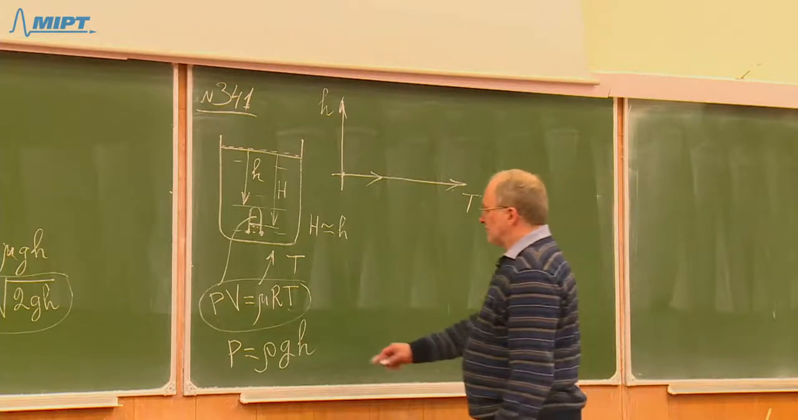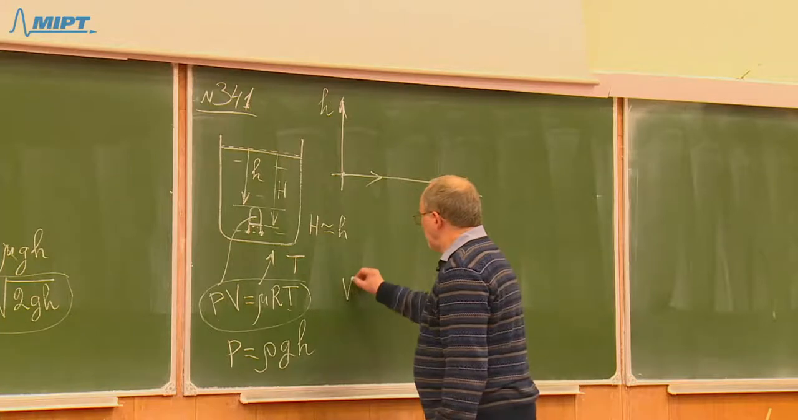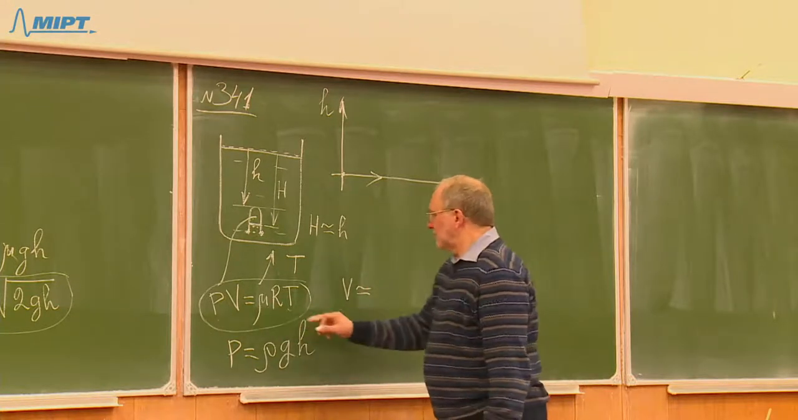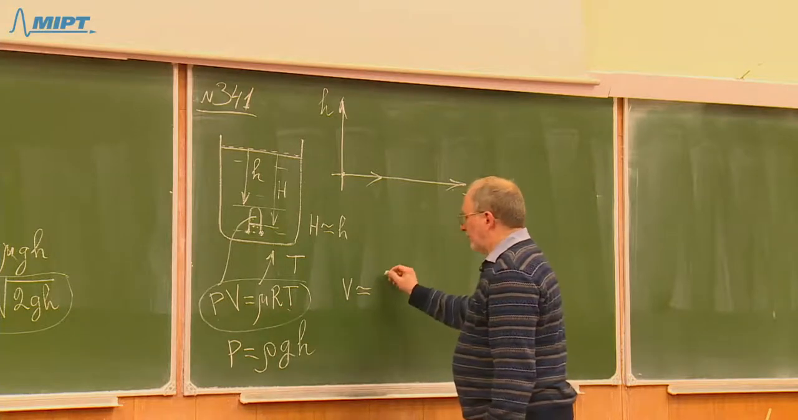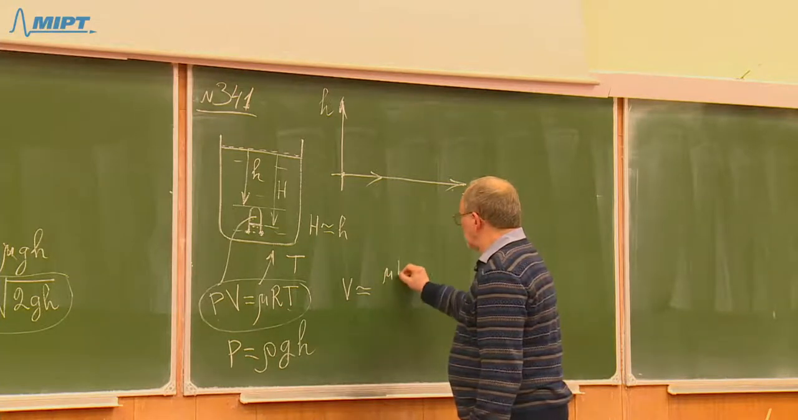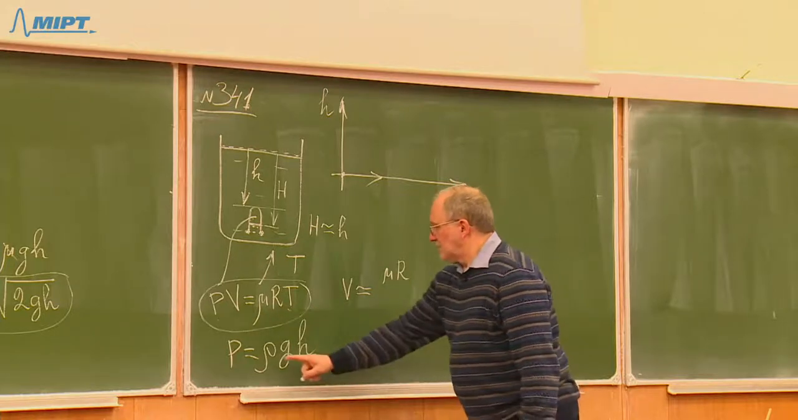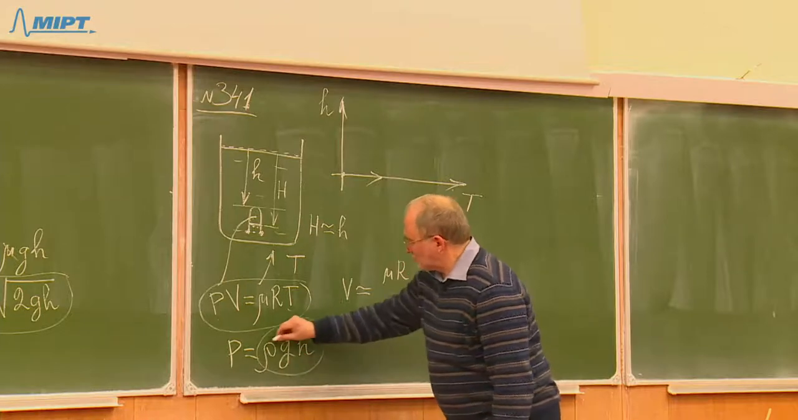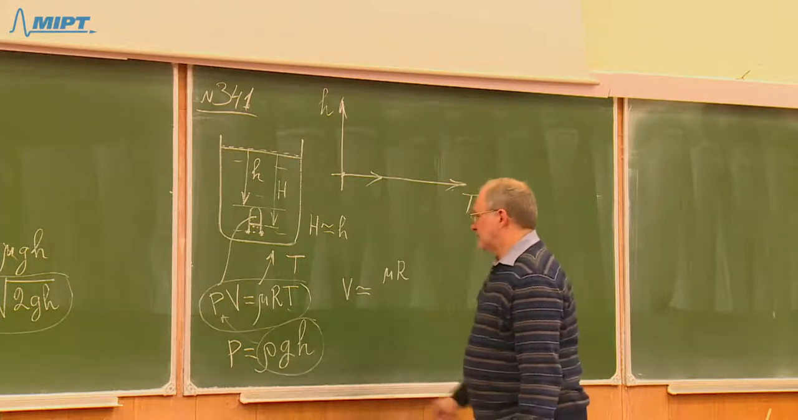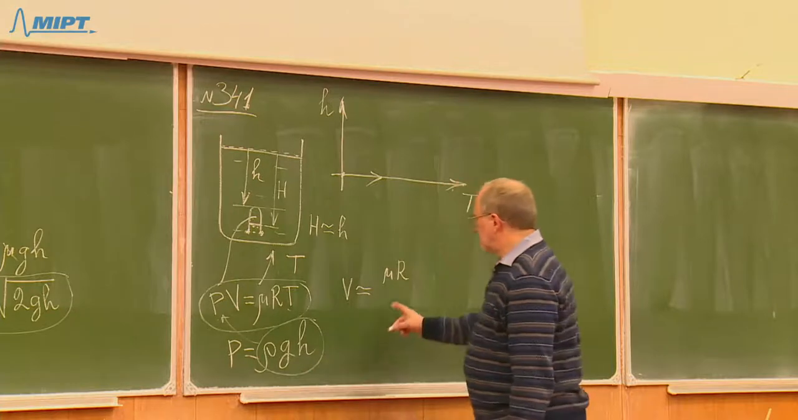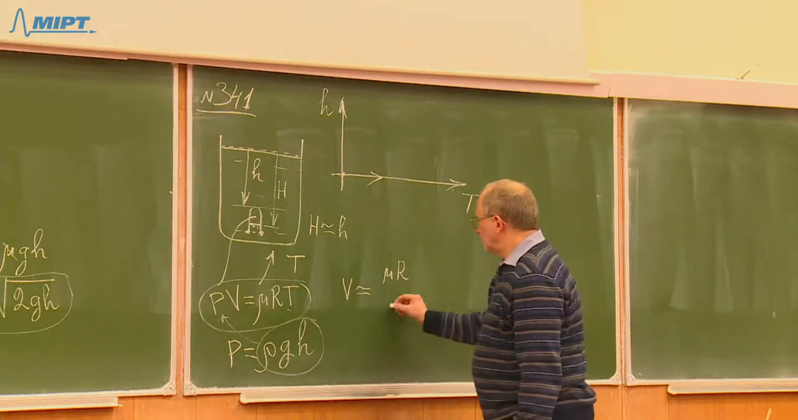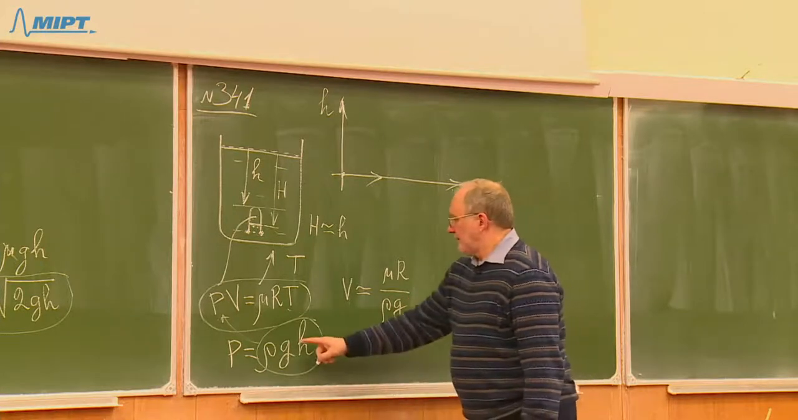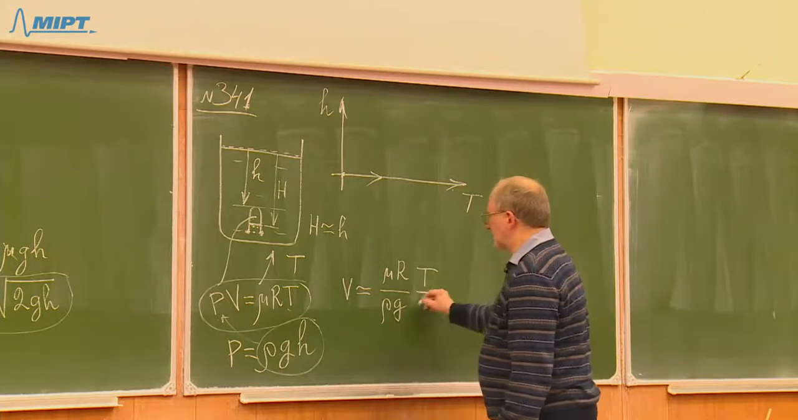So the volume from this equation will be approximately equal to mu r. If we use this expression and substitute this expression for pressure, then we will obtain for volume: mu r divided by rho g, and temperature divided by h.